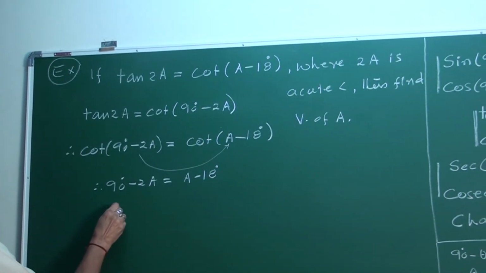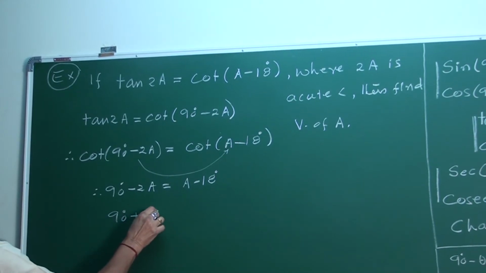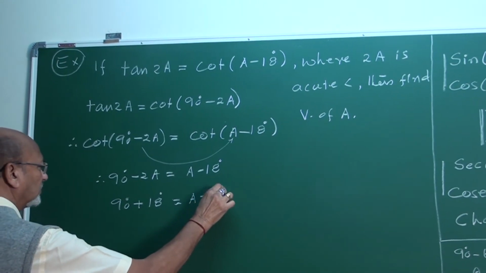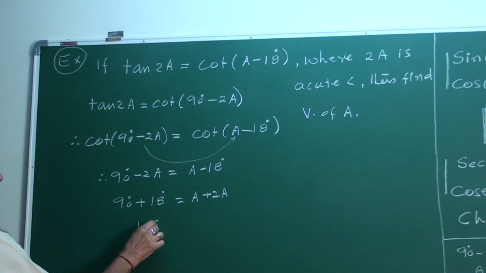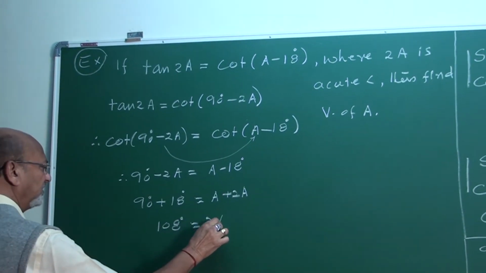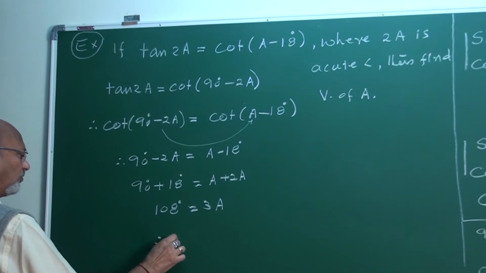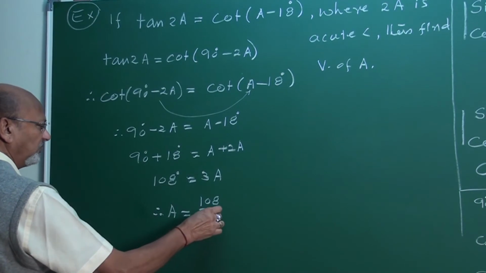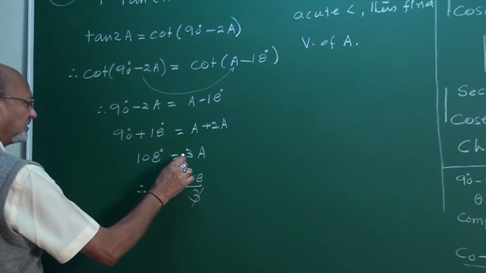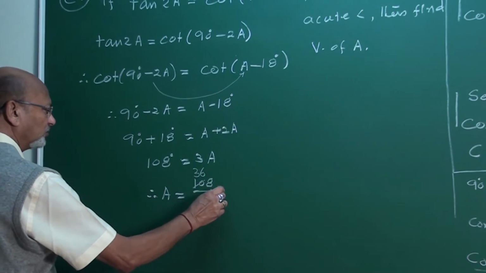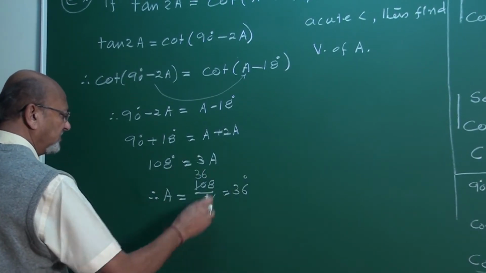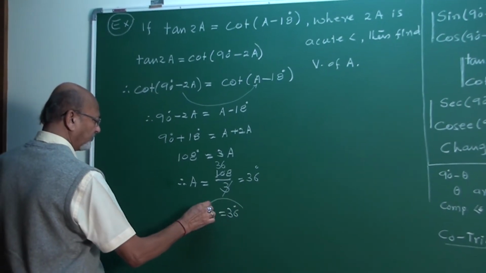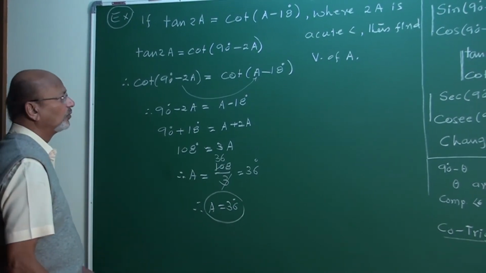Simplify it. Bring this side: 90 plus 18 degrees equal to a plus, this minus 2a becomes plus 2a. What is the addition? 108 degrees is 3a. Therefore, the value of a is 108 upon 3. If you simplify, 3 cancels with 3, 9, 18 means 6, which is, my friends, 36 degrees. Therefore, the value of a is 36 degrees, I hope it is clear.